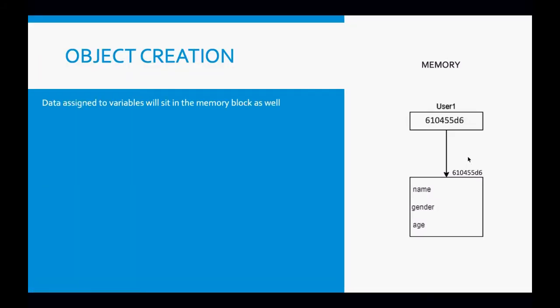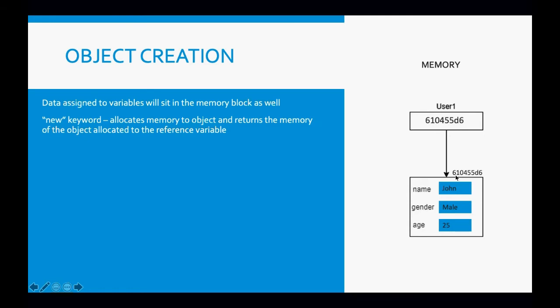And I can assign data to my variable block as well. So I can assign my name John, gender male and age 25, and this will be stored in the memory. So when I need the user to call it, the user can call it using that address. So the new keyword helps to allocate memory to the object, and also returns what exactly is in that object, returns the memory to user1 thanks to the memory address.